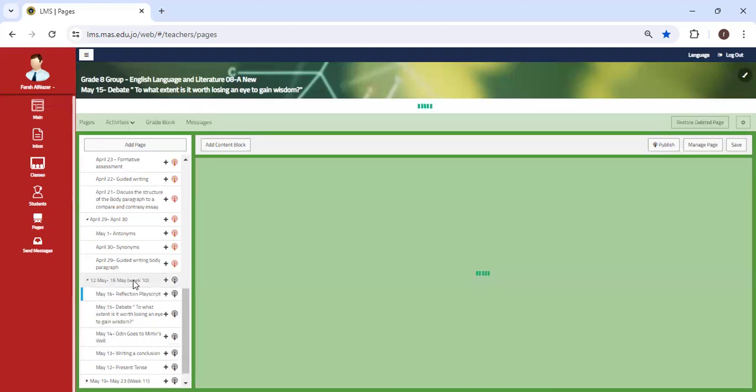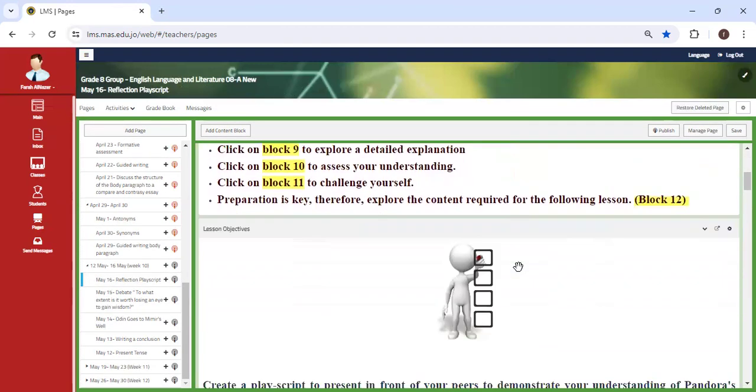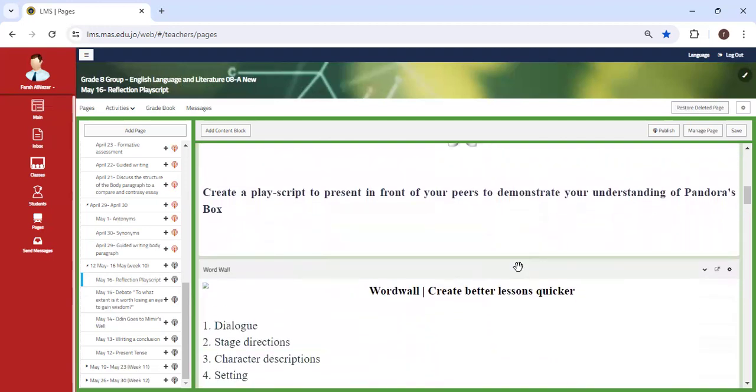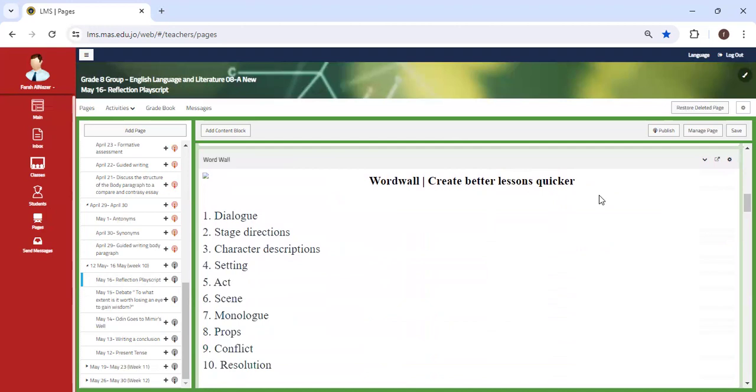And finally, we're going to wrap up the week with a reflection play script. As we noticed that most of you were really engaged when we did the play script for Pandora's Box. So we are somewhat going to be repeating this activity. But this time, it's not just going to be about Pandora's Box. It is going to be about all the myths that we've taken for this unit. You need to reflect a dialogue, stage direction, character description, setting, act, etc.